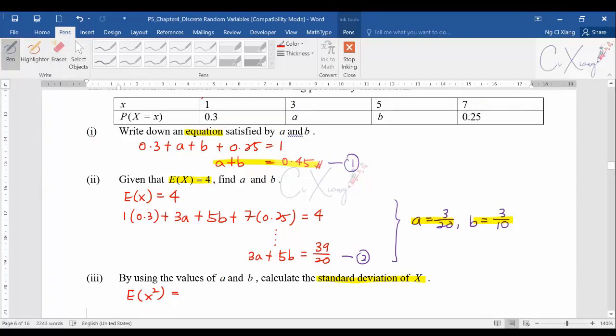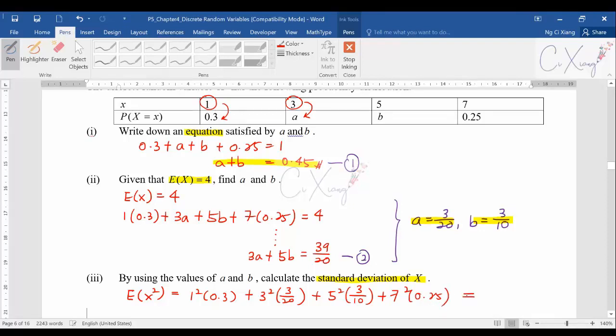and then after that you multiply it with probability. So as an example, you square the 1, multiply with 0.3. So you're having 1 squared, 0.3. The same thing happens for the next one. This one, 3 squared, multiply with A. And the next one is 5 squared, multiply with B. And then 7 squared, multiply with 0.25.